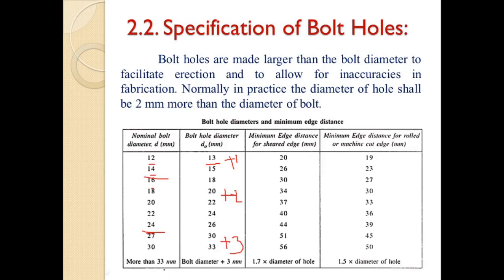Here we can see, for more than 33 mm we are taking the bolt diameter plus 3 mm as the bolt hole diameter. Minimum edge distance is 1.7 times the diameter of bolt hole, and for machine cut edge or rolled machine cut edge we take 1.5 times the diameter of hole.